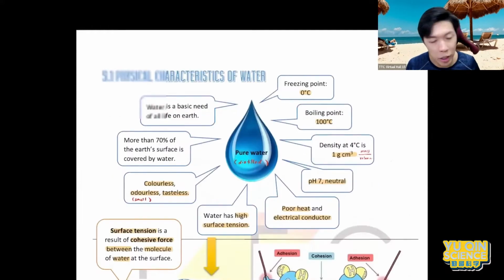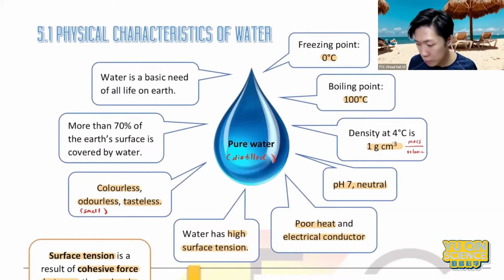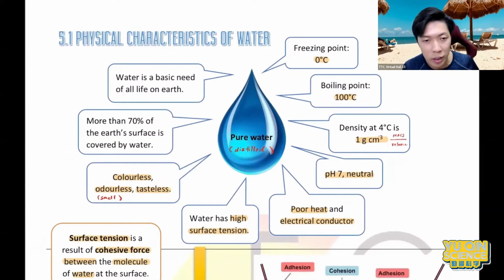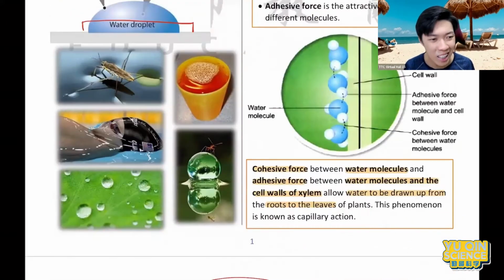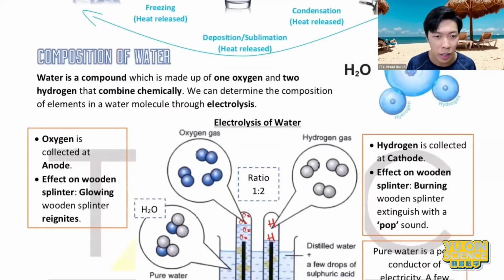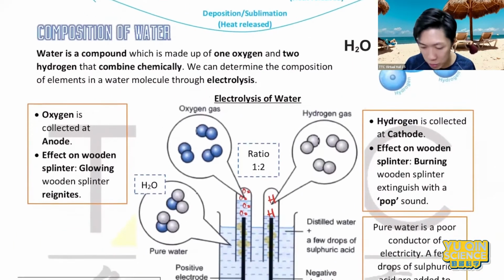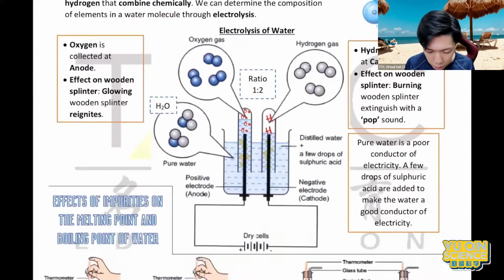Well, the very beginning of chapter 5 is the characteristics of water. Pretty straightforward. Help yourself a bit. These are the characteristics of water. And down to decomposition of water, that means electrolysis. This is one of the very important experiments as well. I think we shall also try the questions. So, okay, let's do this.